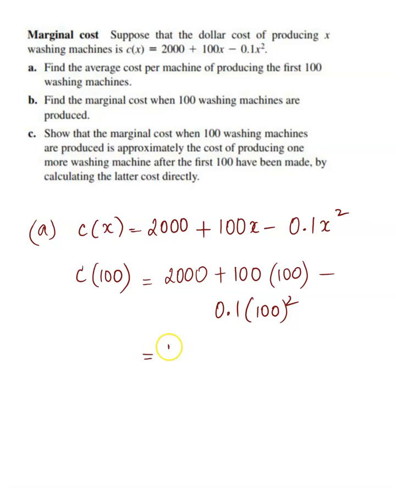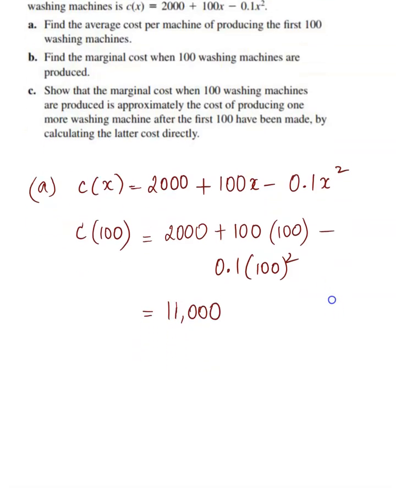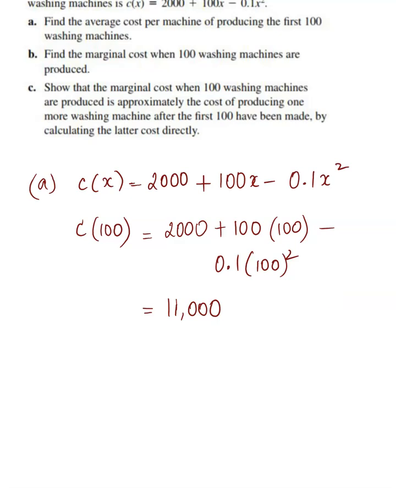And that gives us 11,000. Now this is the cost of 100 washing machines. So the average cost, I'm just going to write C-bar, or average cost, will be this 11,000 divided by the 100 washing machines, right? So that comes out to be 110. So the average cost per machine of producing the first 100 washing machines is $110.